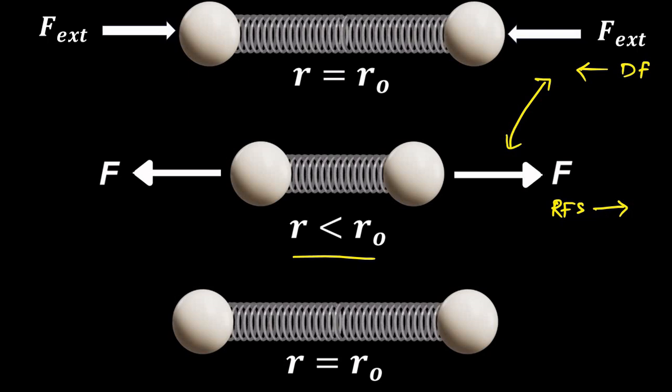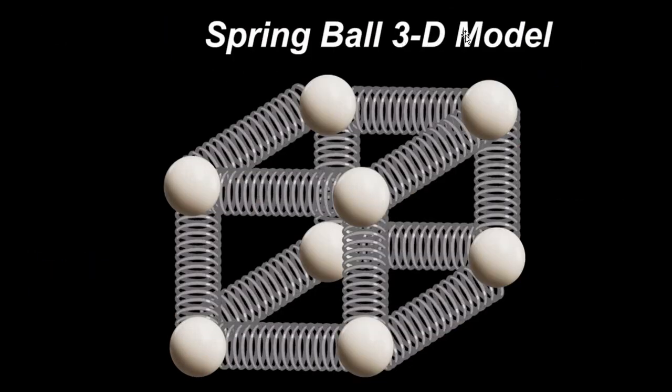The restoring force is always opposite to the deforming force, and it depends on the displacement away from the mean position, and this is the spring constant. The same thing can be applied to the interatomic force as well. So basically what we are trying to do is explain how the interatomic force can be explained in terms of a spring ball 3D model.